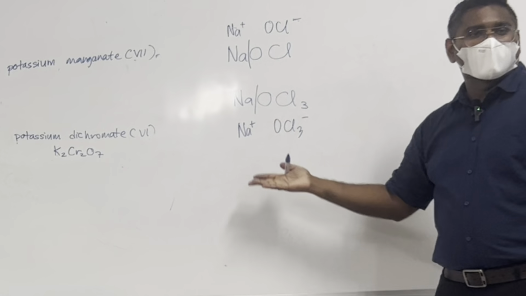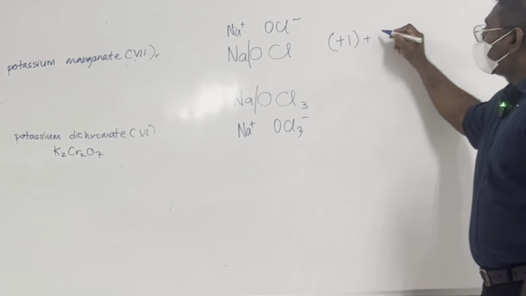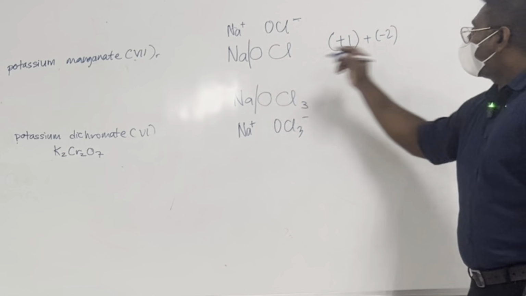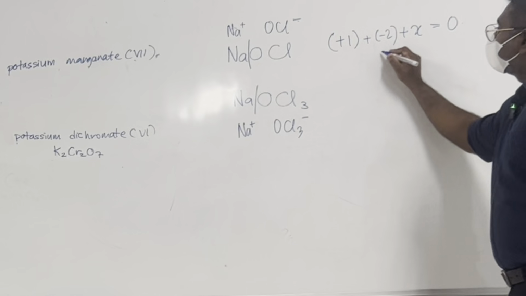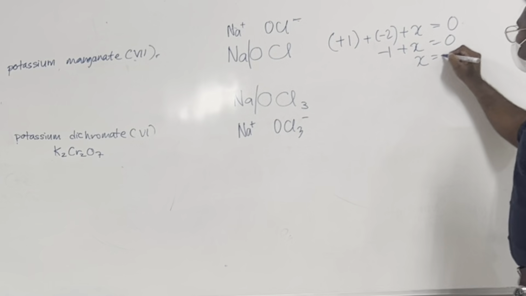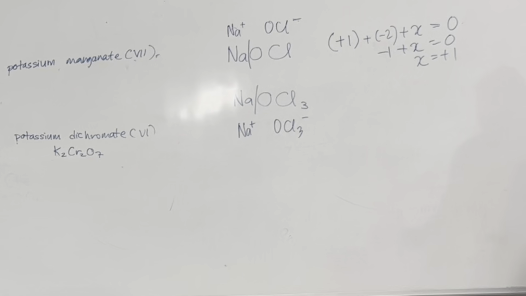Overall, plus 1 for sodium, group 1. This is going to be -2 for oxygen. Cl, I do not know, I put X. Overall, 0. This is going to be -1 plus X equals to 0. X equals to plus 1. The oxidation number is plus 1.